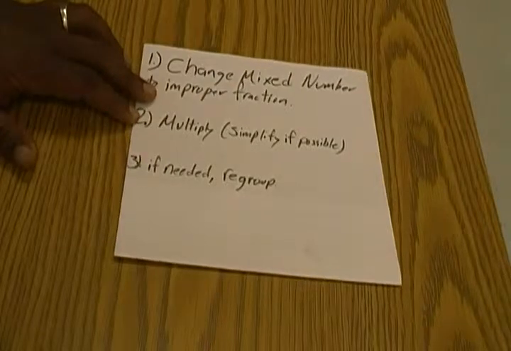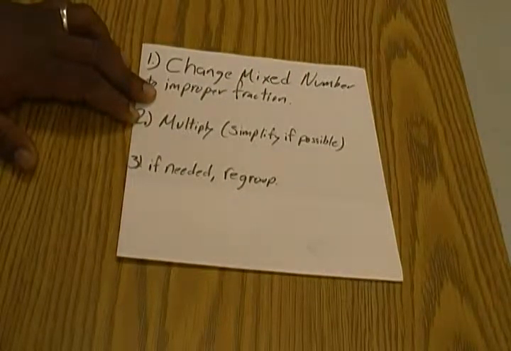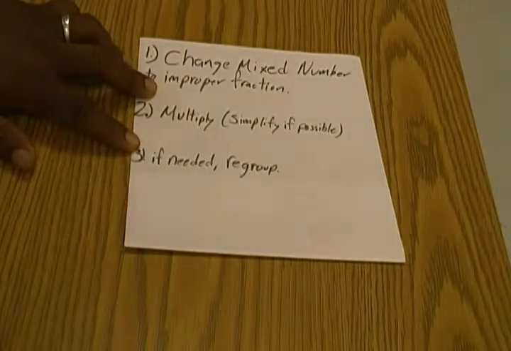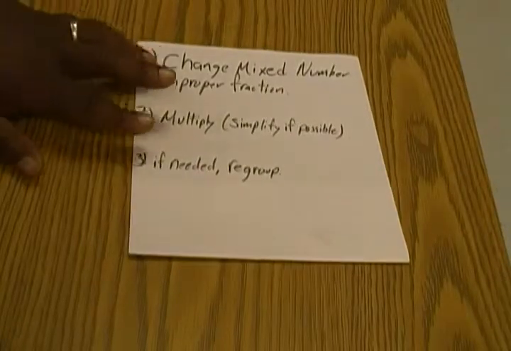Second, multiply. If they can simplify by cross division at this time, that's what you want to do. And then last, if they need to regroup the answer, make sure they do that too. Alright, so let's go ahead and put this to work.